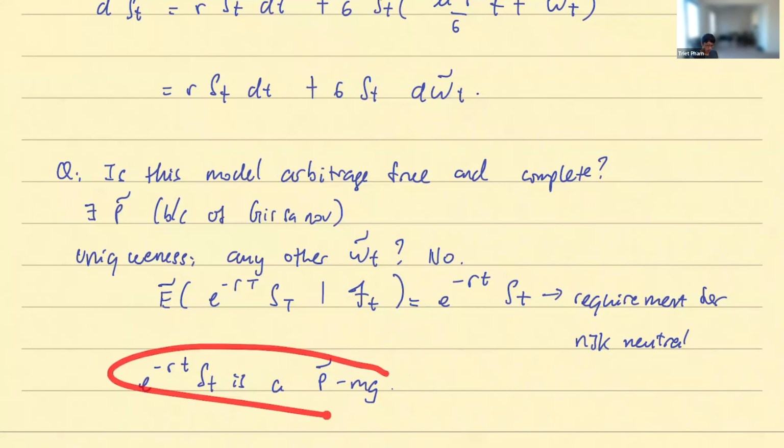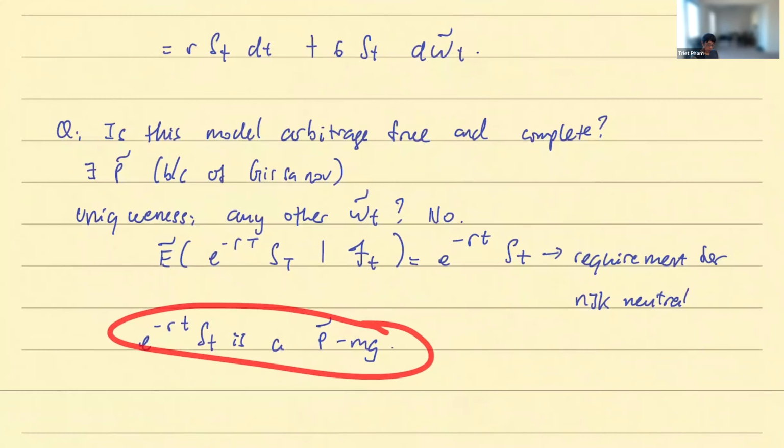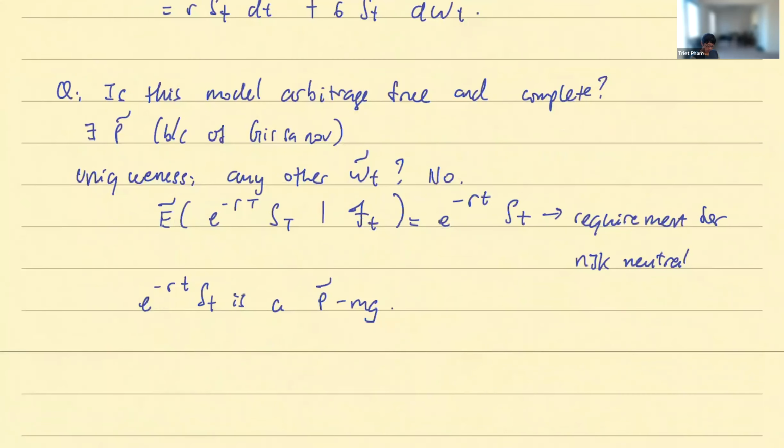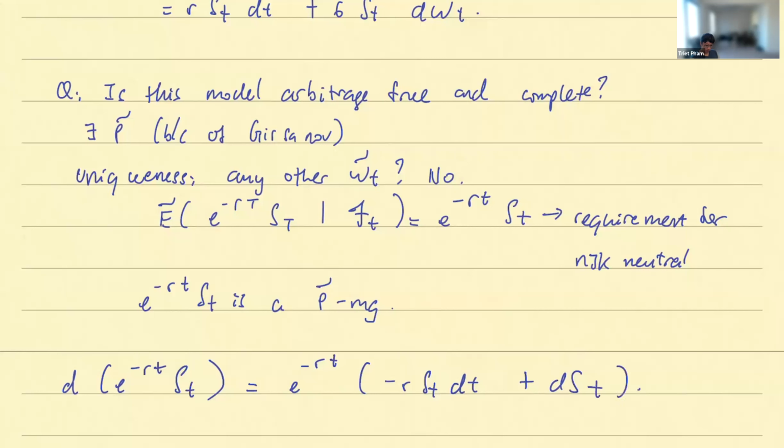Now, if this is a martingale, what does that mean? Well, we can pull out Ito's formula. This is also what Ito's formula is used for. So it says this is going to be minus r, so there's an e^(-rt) all the way outside, and you get minus r S_t dt, and then plus dS_t. Agree?